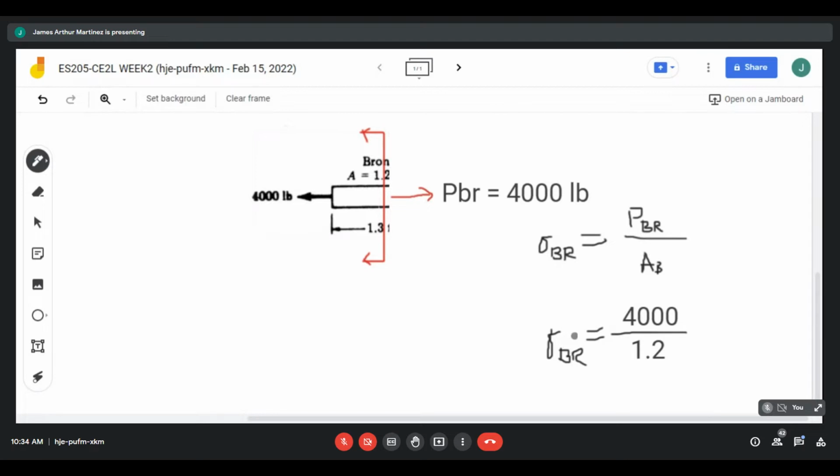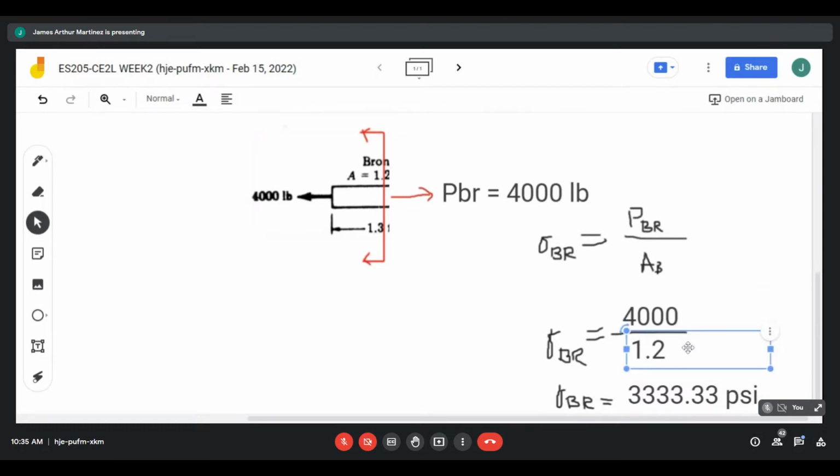Therefore, the normal stress for bronze is equal to, how much is this? You have 4,000 divided by 1.2. So 3,333.33 PSI, pounds per inch squared. If you want to express it as KSI, you can have it at 3.3 KSI.